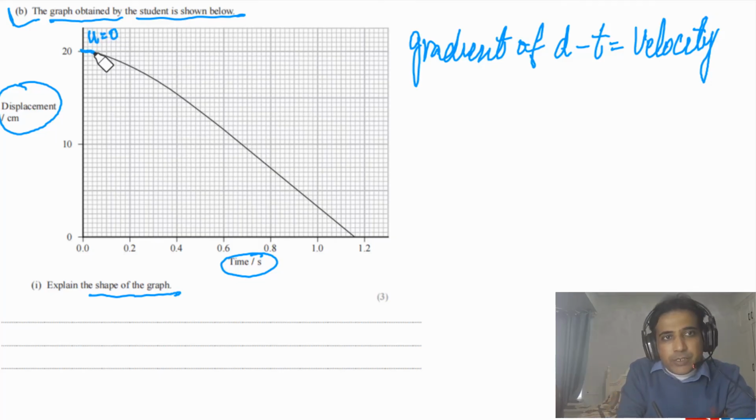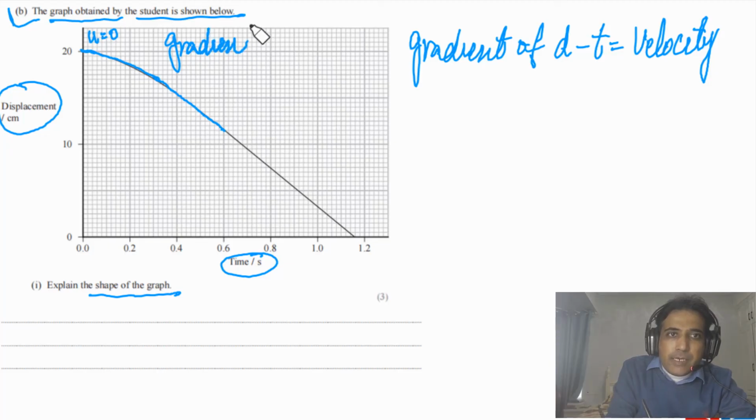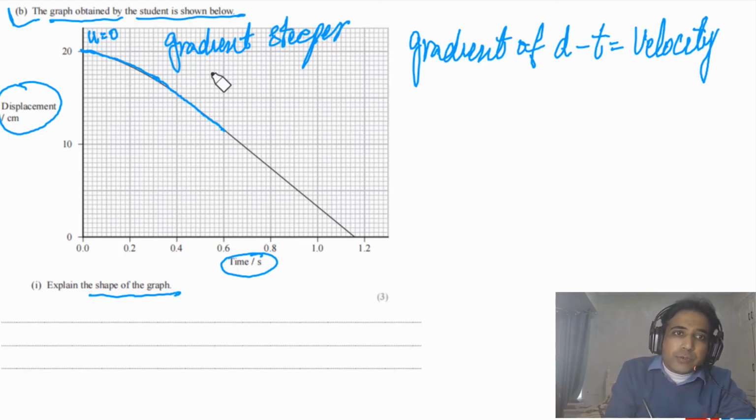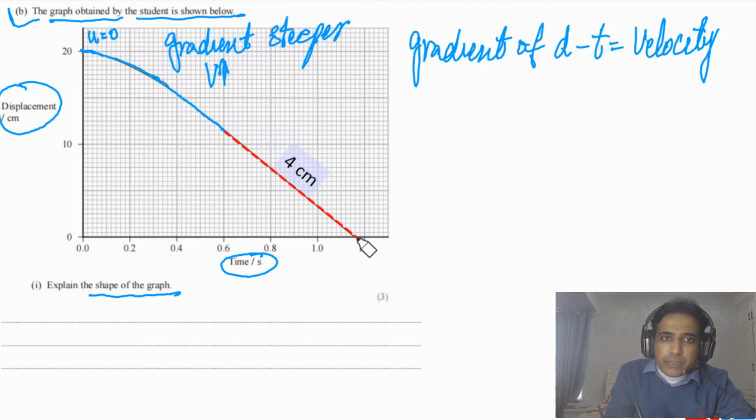And then if you look at the gradient, you can see this gradient is increasing. It keeps on increasing until this point, so we can say the gradient is getting steeper. If the gradient increases and the gradient represents velocity, it means velocity is increasing. And after this point, if we draw a straight line, we can see it's a straight line, meaning the gradient is constant. So here we can say this gradient is constant.